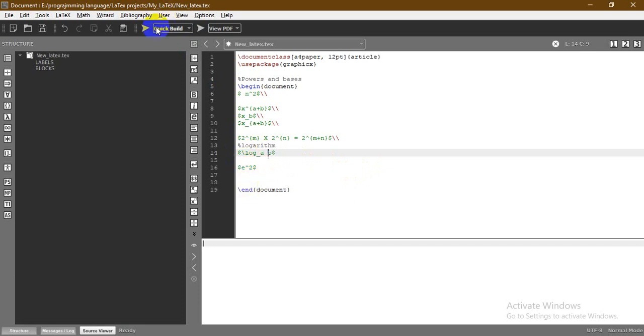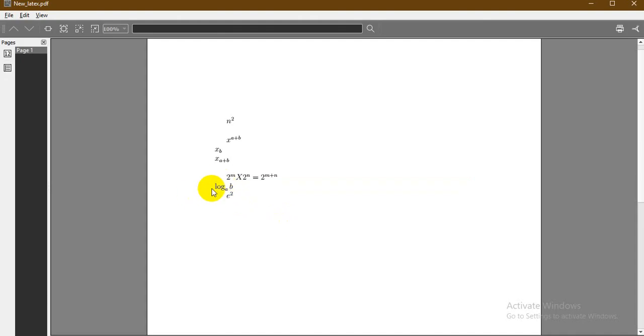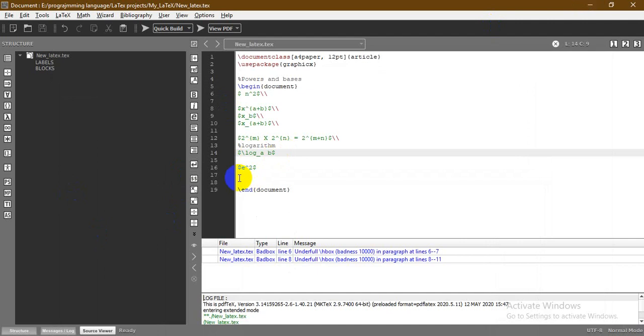So you have again this, so you copy, you compile, and come and run here. So you have log to the base a of b. So when you have this, you know that the last one will be exponential functions. So this is for exponential function. Exponential function is simply written as such, e raised to the power 2.